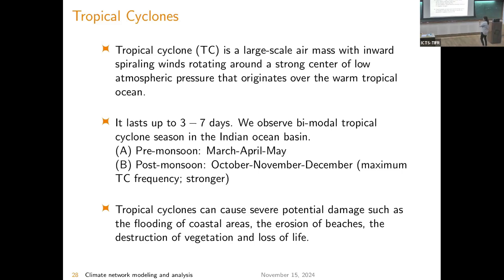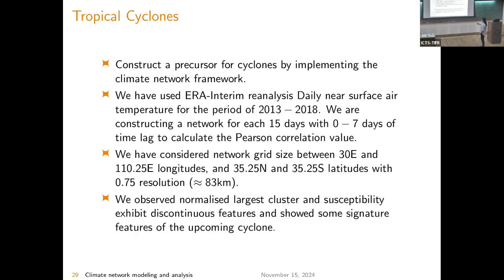So our grid is quite different. It's not global. Our resolution is quite different, and our correlation parameters are also different, since we are considering tropical cyclones. There is a bimodal tropical cyclone season, and we have studied mostly the post-monsoon cyclone season because maximum tropical cyclone frequency is observed in that season. It is very important to find certain precursors to predict tropical cyclones because that will help to mitigate the damage.